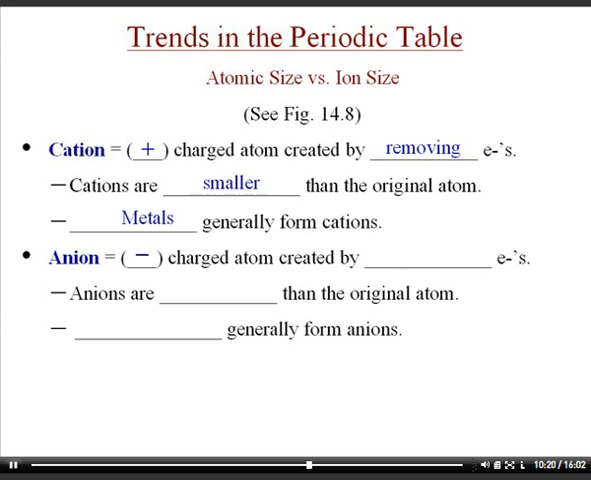The anions are negatively charged, and they're created by gaining electrons, and the anions are going to be larger than the original atom. So just like if you gain weight, you're going to be larger than before. If you gain an electron, the element or the anion would become larger than before. And the nonmetals on the right side of the periodic table are the ones that generally gain electrons.